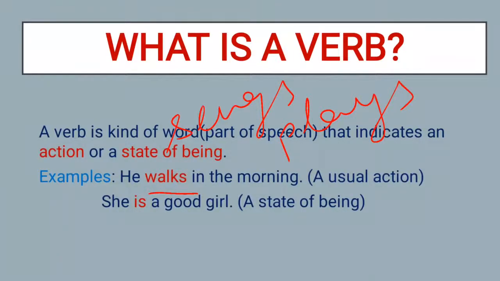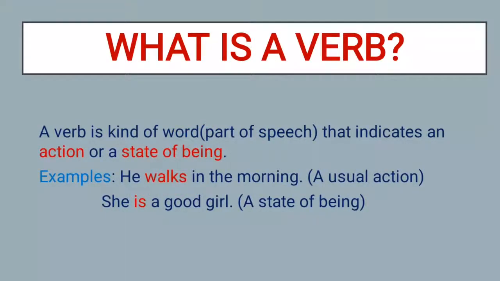She is a good girl. In this sentence, we do not have any action word, but we have a word which is helping us to understand the physical condition of a girl, that is the state of being good. And which word is helping us to understand this? That word is "is". Now we can replace this "is" with "was" if we want to talk about past tense.